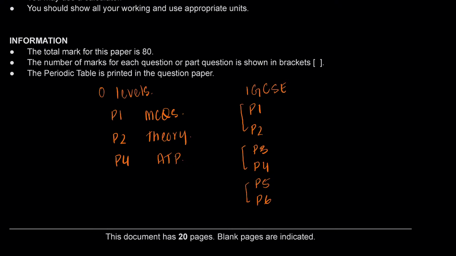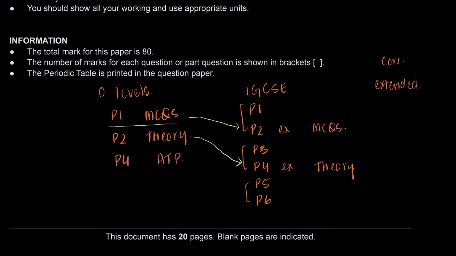Now for paper 1 and paper 2, the difference is one is extended. That means it has more in the syllabus. And one is just core. Core has your basic chemistry. Extended has a little extra, so most people do extended. So paper 2 is extended, which would be MCQs, and paper 4 is also extended, so this is theory for IGCSE. So if you want that extra practice, look for paper 2 for IGCSE. Paper 2 theory will be doing paper 4. And for paper 4, ATP will be looking at paper 6.